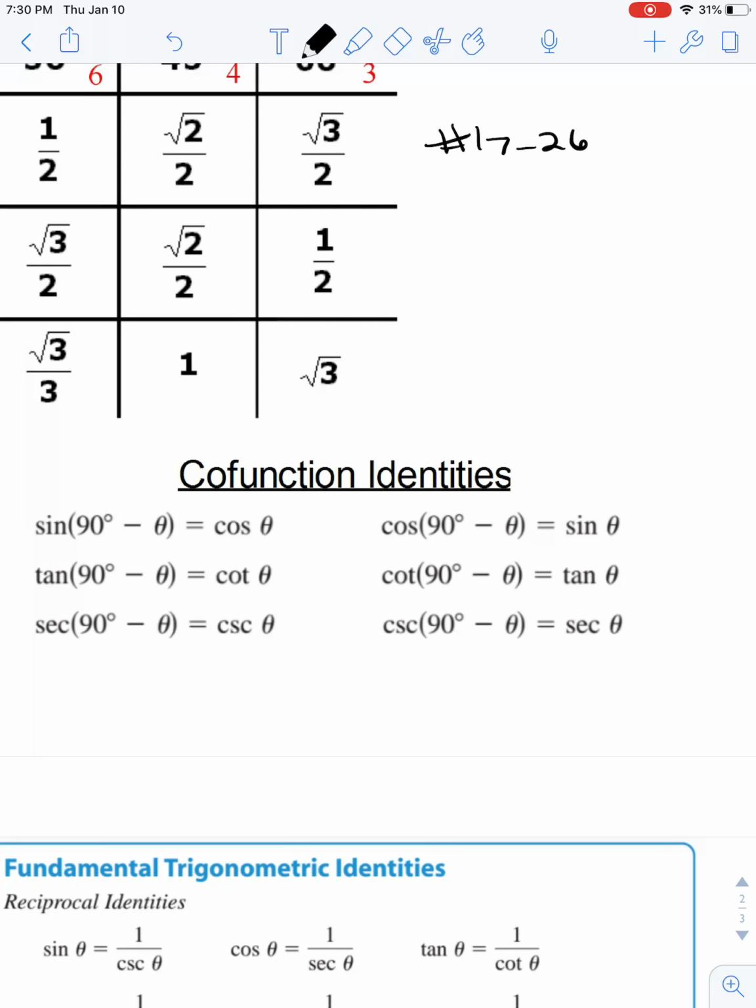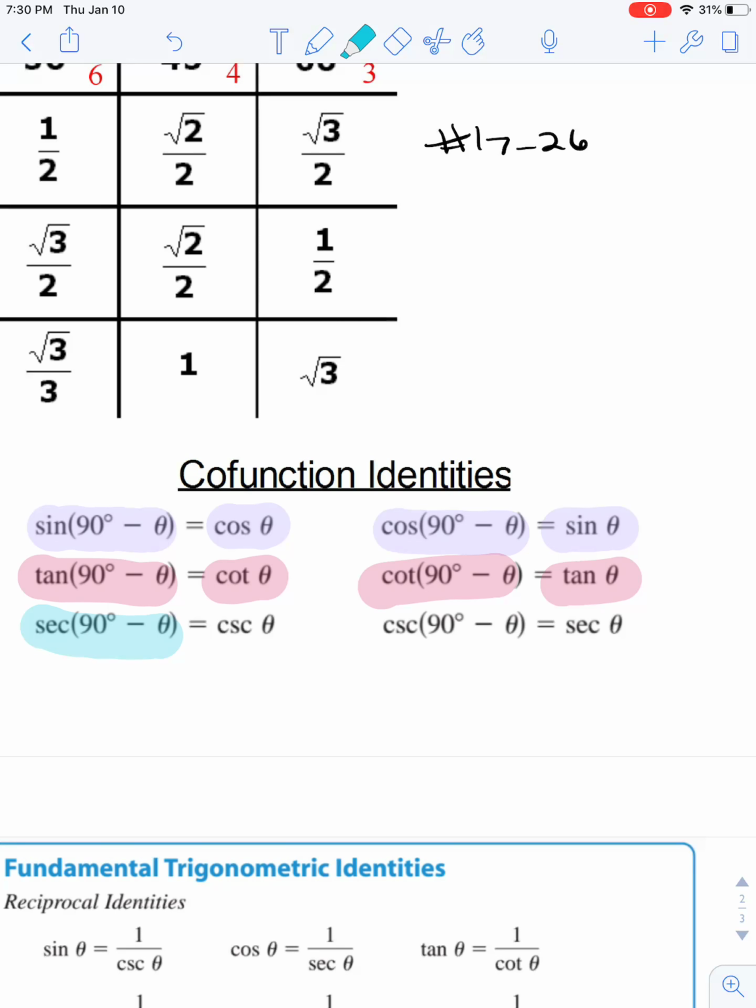Something new is cofunction identities. If I have the sine of 90 degrees minus theta, that's the same as cosine theta. If I have cosine of 90 degrees minus theta, it's the same as sine theta. If I have tangent of 90 degrees minus theta, that's cotangent theta. If I have cotangent of 90 degrees minus theta, it's the same as tangent theta.